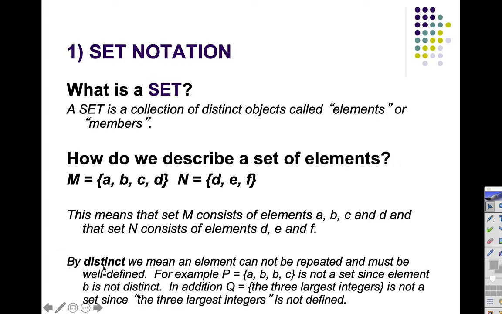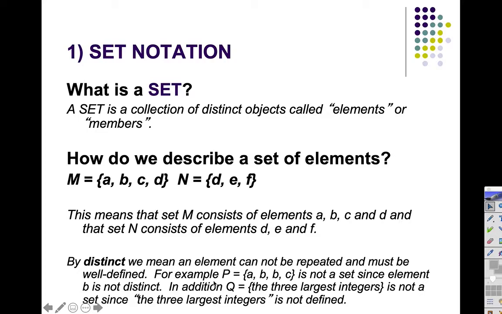Distinct is important to understand. By distinct, we mean an element cannot be repeated and must be well defined. I'd say the most common mistake with making sets is thinking that something can be repeated, like having two letter B's or two letter C's. Nope. Once the letter C is in the set, there's no repeat. If you see a C is in the set, there's no reason to write it twice. So A, B, B, C is not a set, since B would not be distinct then.